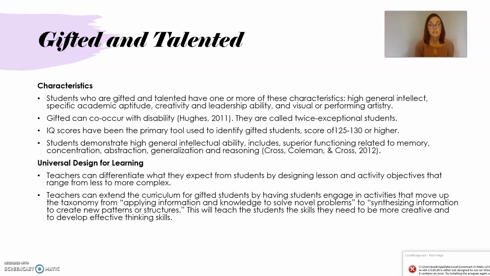Gifted and talented. Students who are gifted and talented have one or more of these characteristics: high general intellect, specific academic aptitude, creativity and leadership ability, and visual or performing arts. Giftedness can co-occur with a disability as well. They are called twice exceptional students. IQ scores have been the primary tool used to identify gifted students, with a score of 125 to 130 or higher.